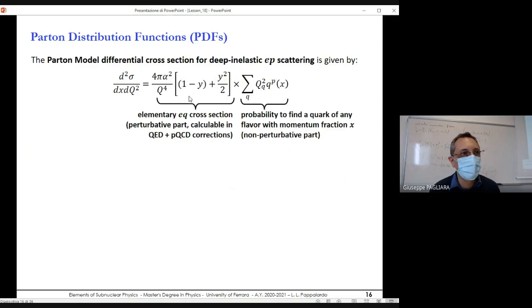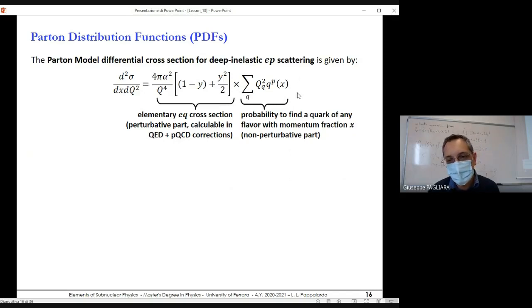The one coming from the elementary electron-quark elastic scattering, where F1 and F2 indeed are equal to 1, if you remember. So this is the elementary electron-quark cross-section. This is essentially almost a pure QED object, so it can be calculated precisely in QED, plus eventually also corrections from perturbative QCD, okay? Because the quark can still radiate a gluon, so you also need to add some perturbative QCD correction here. But anyway, this part here is calculable, okay? And this deals only with the elementary process, electron-quark scattering, which is elastic.